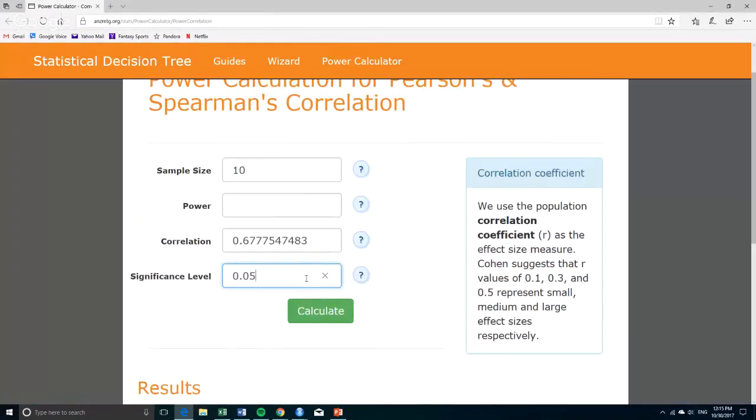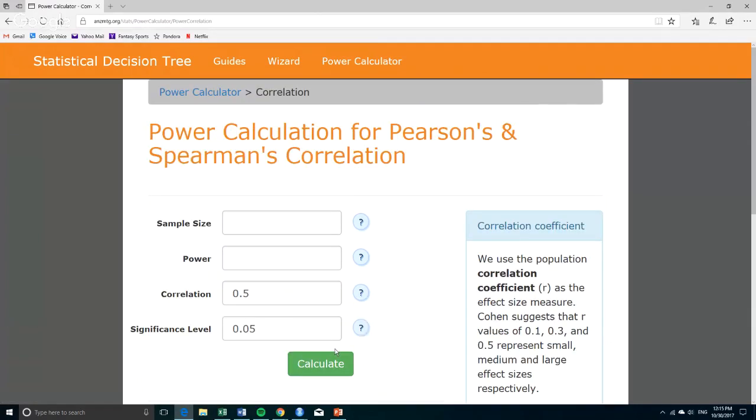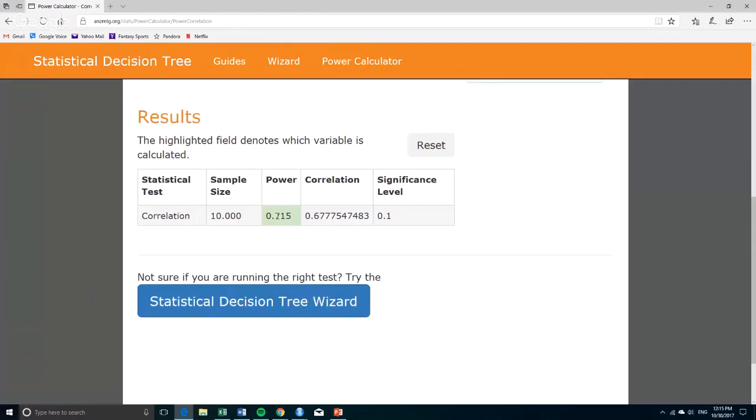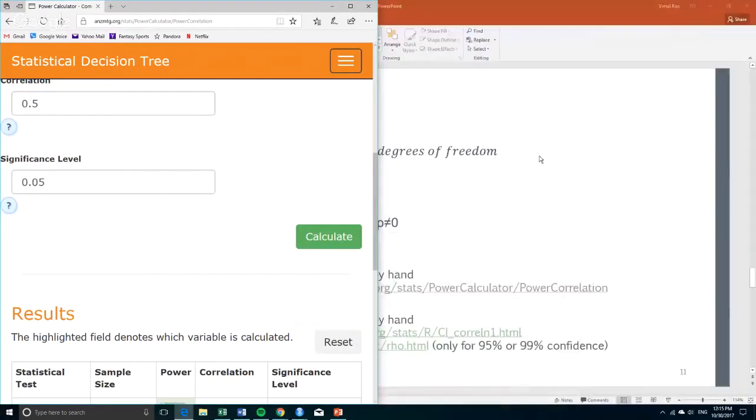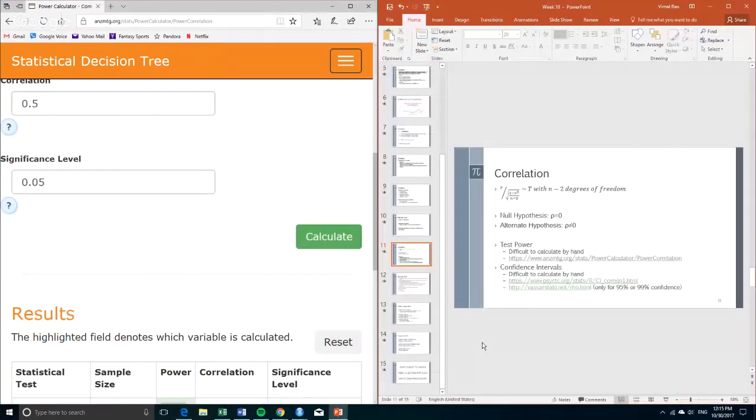Okay, and what's our significance level? Our significance level is alpha. Remember, alpha is the opposite of confidence. We said that we're going to work at 90% confidence, so alpha is going to be 0.1. We leave the power blank because it's going to calculate the power for us. We just click on calculate, and it tells us that the power is 71.5%. Okay, that's a little bit lower than what I was hoping for.